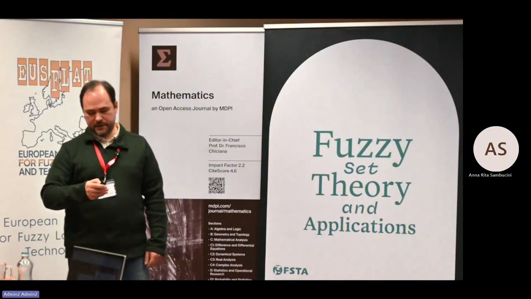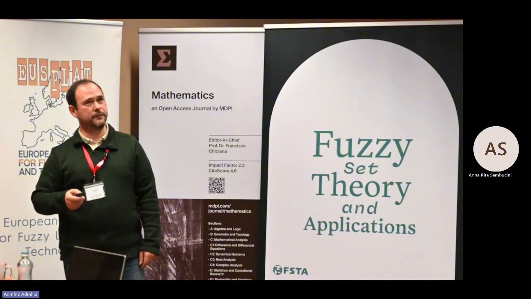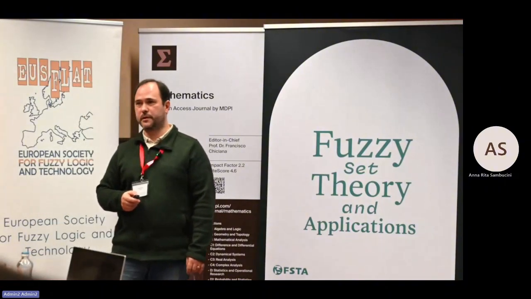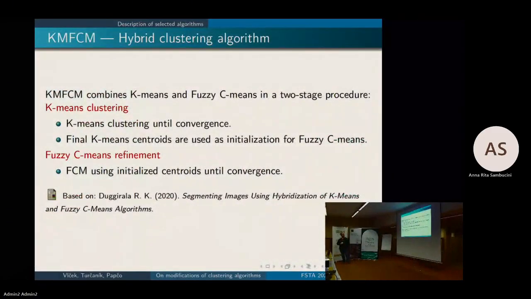The third basic algorithm we will modify is a hybrid algorithm, which combines k-means and fuzzy c-means. K-means is used to initialize centroids. So k-means runs to convergence, and the resulting centroids are used for initialization in fuzzy c-means. Here we don't need any equations because we only combine these two algorithms.